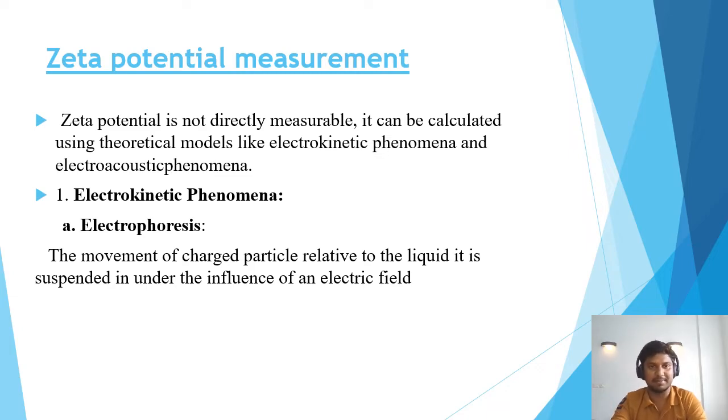Coming to zeta potential measurement. The zeta potential is not directly measurable. It can be calculated using theoretical models like electrokinetic phenomena and electroacoustic phenomena. Firstly we'll discuss electrokinetic phenomena. Electrophoresis is the movement of a charged particle relative to the liquid it is suspended in under the influence of an electric field.